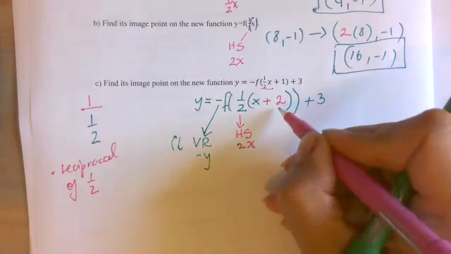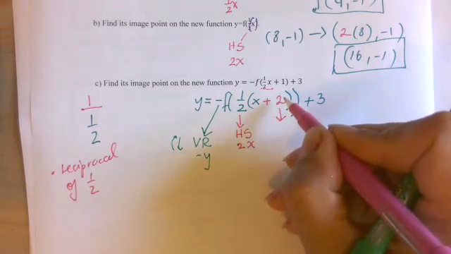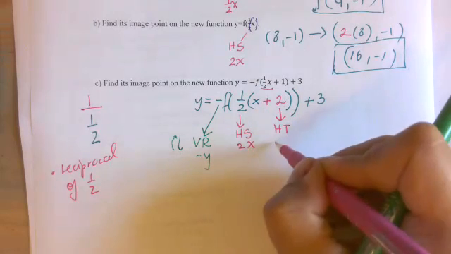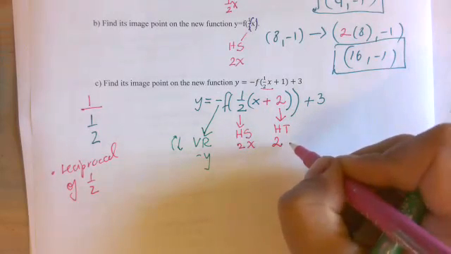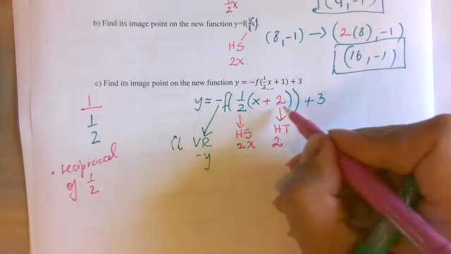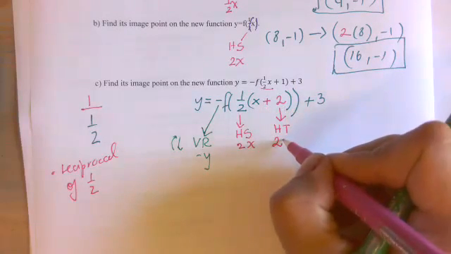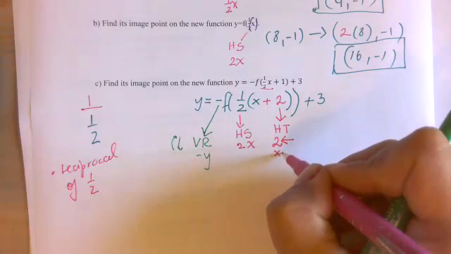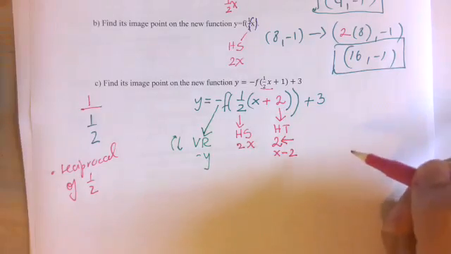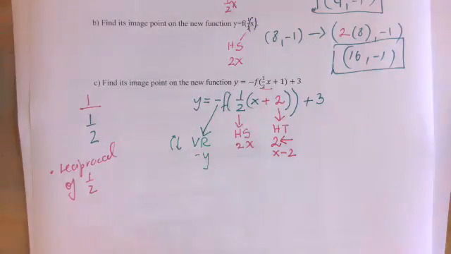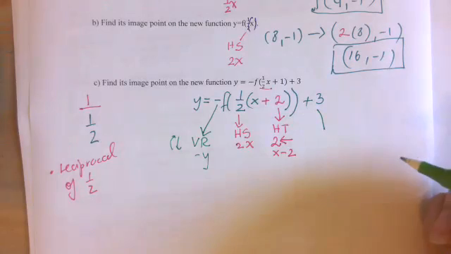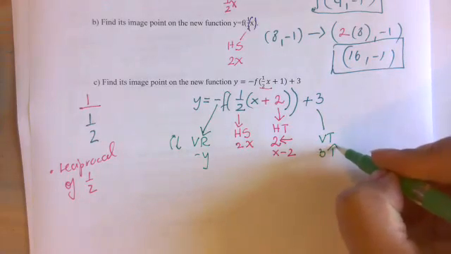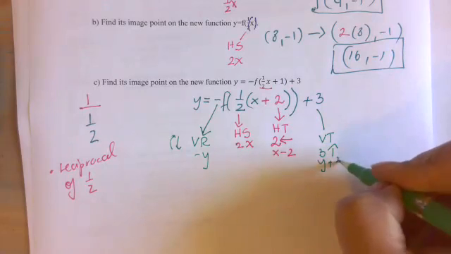Now for the c parameter, that's our horizontal translation. 2 units, but where? This is opposite of what the intuition tells us. To the left. So x minus 2 to the points. And lastly, we have a vertical translation, 3 units up. So y plus 3.